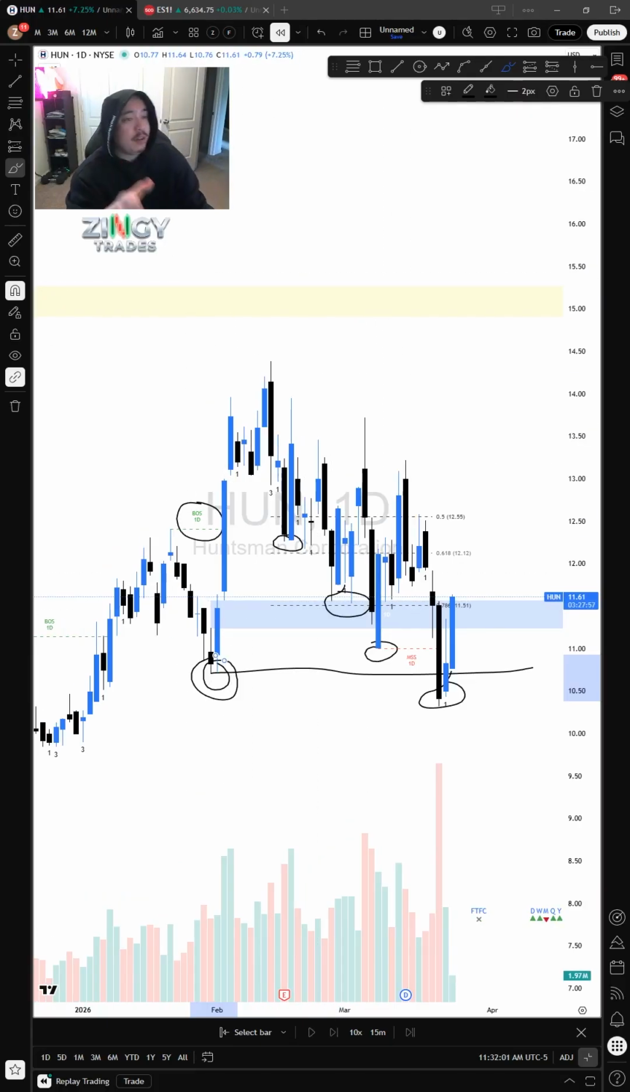To wrap this up and put it all together: structure first, MSS or BOS. Confluence: fair value gaps, IFVGs, breakers, order blocks, gaps, and use OTE for entry location. Match your expiration to your time frame. Pick a strike at your first target, trim 20 to 40% early, trim again at the prior impulse high, and then let runners do more work for you.